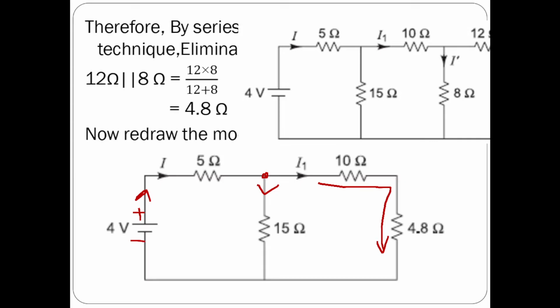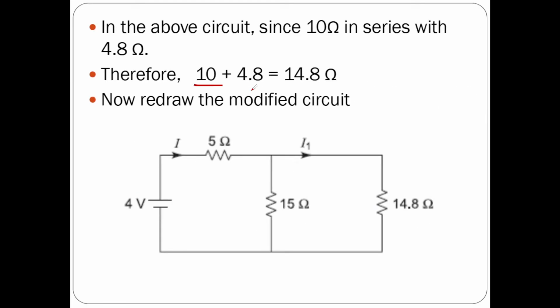If resistive elements are connected in series, you can simply add those resistances to reduce the circuit. So, here I have added 10 and 4.8, and I have got 14.8. So, now my modified circuit is this. Instead of drawing two resistors 10 and 4.8, I have drawn only a single resistor of 14.8 ohms.